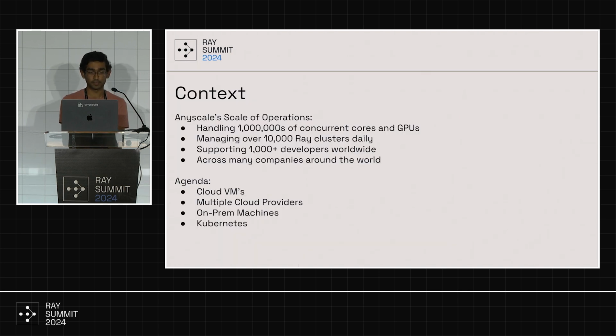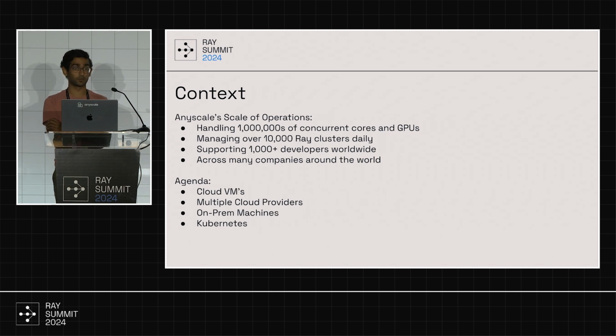Just to set some context, at Anyscale, we are managing millions of concurrent cores, CPUs and GPUs every day. That's over 10,000 Ray clusters, thousands of developers, and we're doing this globally on many different providers in many different cloud regions. Today, we're going to talk about our different deployment architectures. We deploy on cloud VMs, on AWS, GCP, Azure, a lot of different cloud providers. We deploy on-prem, and we also deploy on Kubernetes. So we have a lot of flexibility in how we deploy, and we'll walk through the architecture that we've used to build out these deployment schemes.